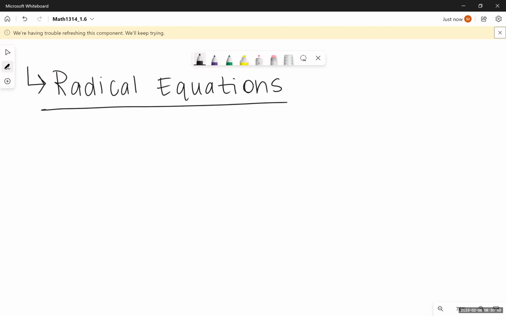Okay, so whenever we solve our radical equations, there are a few steps. What we want to do is isolate the radical term. So whatever it is that's underneath a square root or cubed root or fourth root or fifth root or seventh root, whatever they show you on the homework, that's what it is to be a radical term.